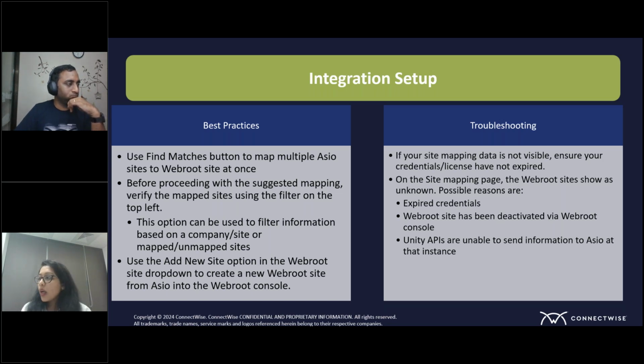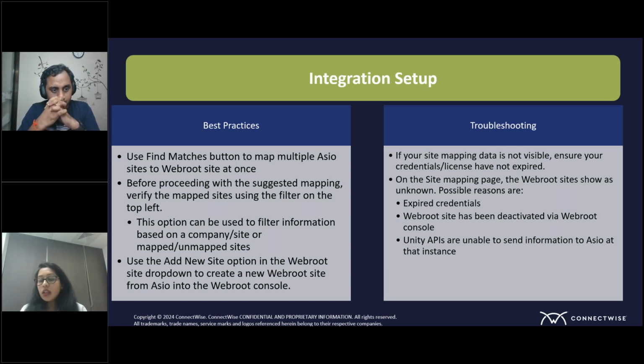There can be a case where your site mapping data is not visible. One of the major reasons this can happen is that your credentials or your license details are not up to date. In that case, ASIO cannot authenticate whether the correct user is using this integration or not, so your site mapping data will start showing unknown as the sites that have been mapped.